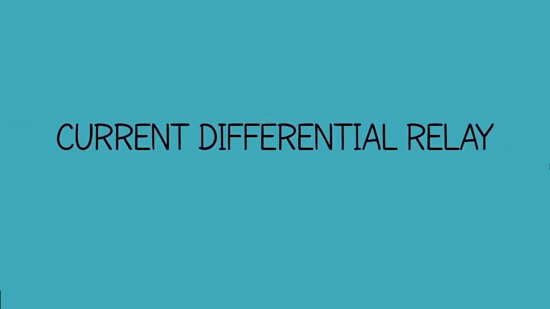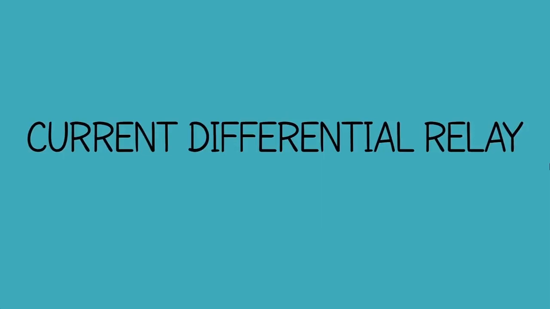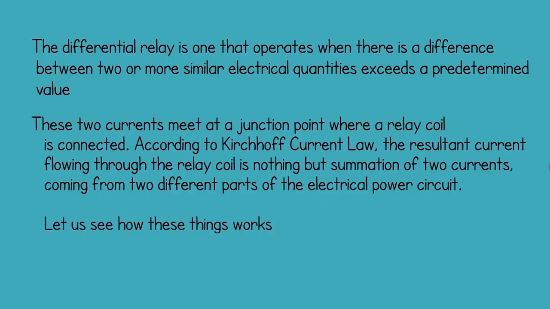Current differential relay. Current differential relays are used in equipment where there needs to be protection when they are connected by two different lines. These relays generally work when there is a difference in the current carried by the lines. Like if line A current is different from line B, then the difference in the current is the operating point of that relay. Let us see how things work in this relay.